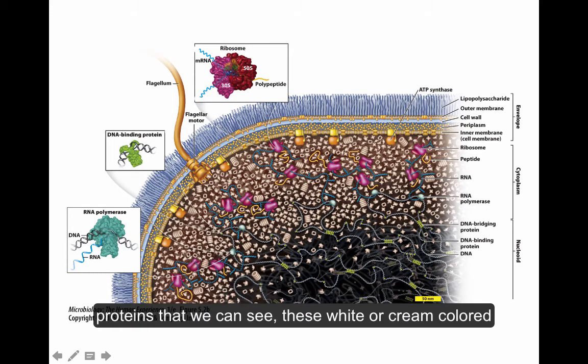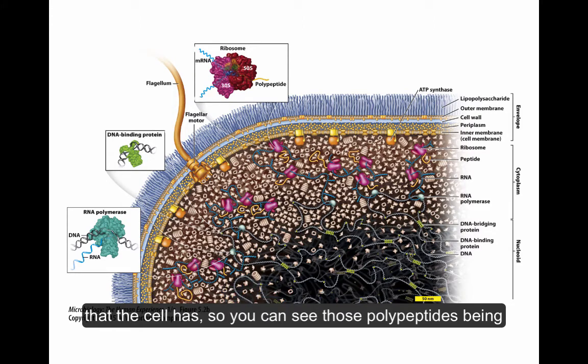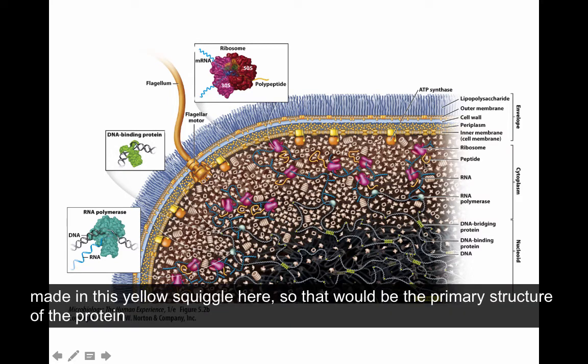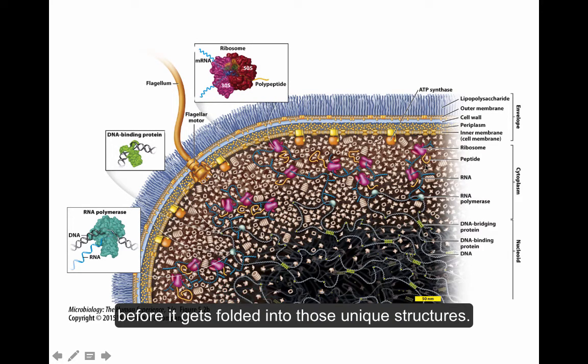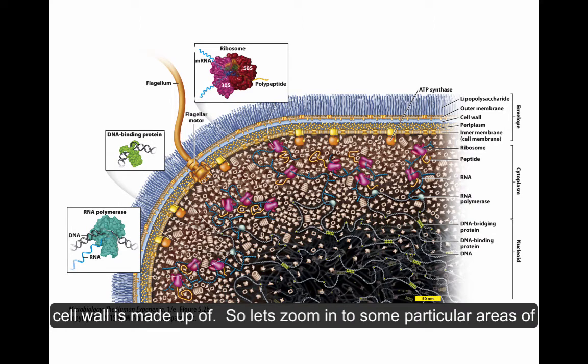So again, those are mostly proteins that we can see in these white or cream-colored shapes within the cell. Those are going to be all the different enzymes that create all the different structures that the cell has. And you can see those polypeptides being made in this yellow squiggle here. That would be that primary structure of the protein before it gets folded into those unique structures. Okay, so that helps us understand the chemistry of what the bacterial cell is made up of.